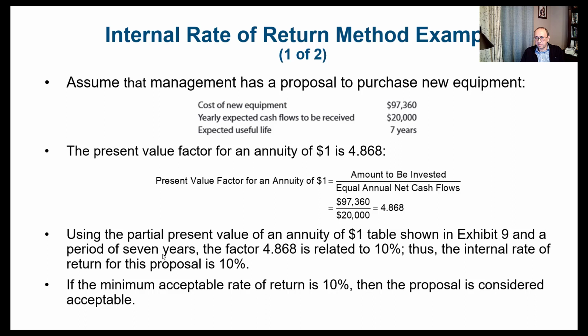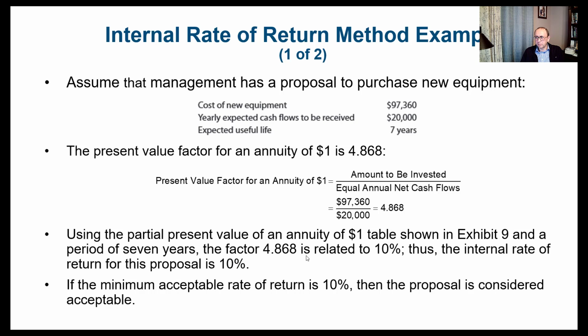The second step, using the partial present value of annuity of $1 table shown in Exhibit 9, in a period of 7 years, the factor is going to be this 4.868. That's the value we're looking for. Would be related to what percentage? And in our case here, it turned out to be 10%. So the internal rate of return for this proposal is 10%.